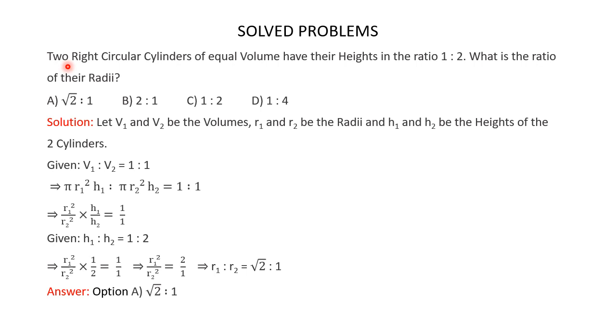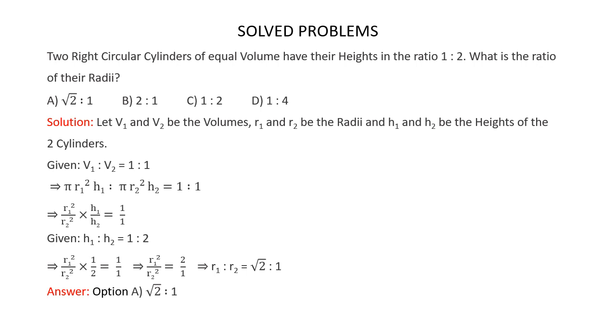Two right circular cylinders of equal volume have their heights in the ratio 1:2. What is the ratio of their radii? Here you are given four options and you have to find out which of these options is the correct one.